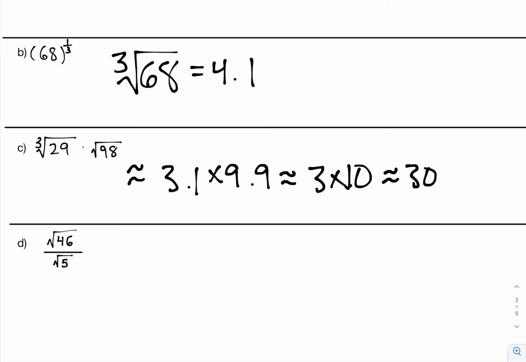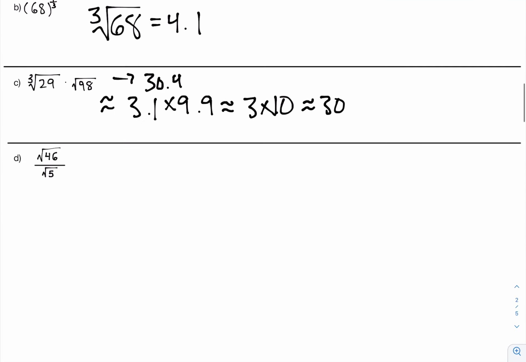So if I take the cube root of 29 and multiply that by the square root of 98, that's 30.4. So the actual answer is 30.4. And without even using a calculator, with just knowing our perfect squares and comparing them to what's inside the radicand, we were 0.4 of a unit off, which is really good. Looking at the cube root of 29 times the square root of 98, getting 0.4 off is awesome. It's really close. So that's a good method to use.